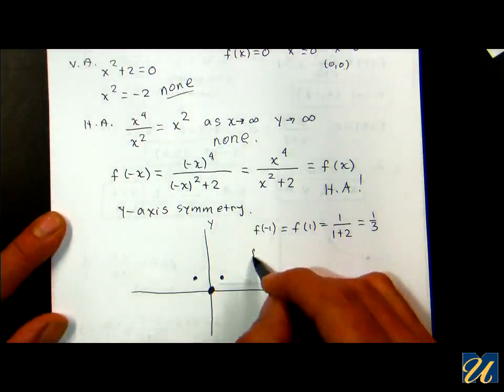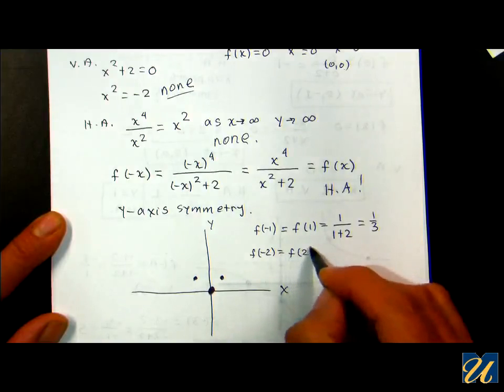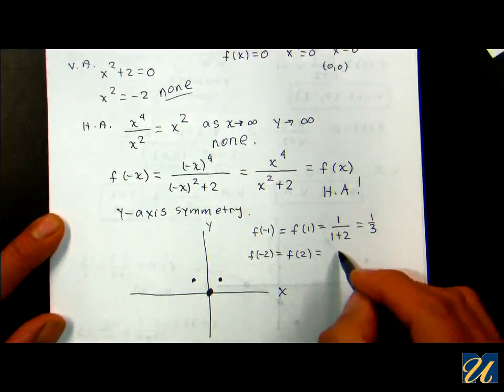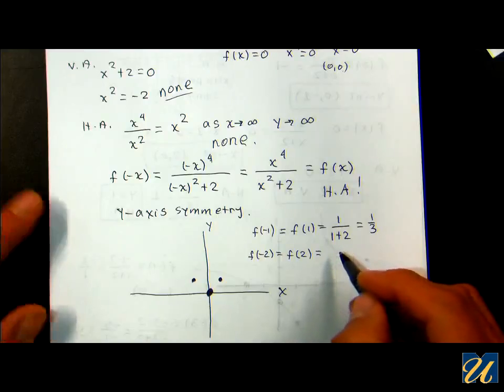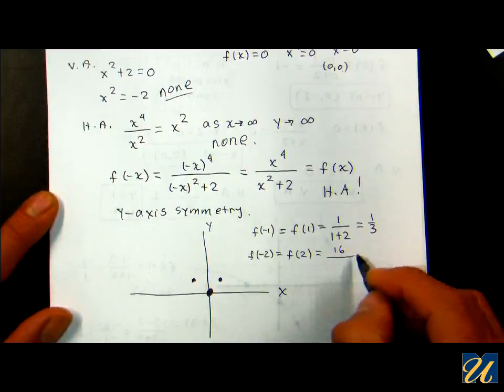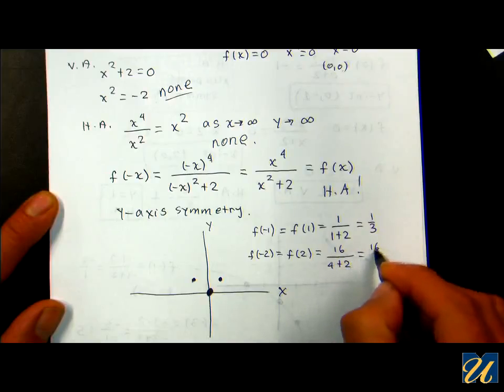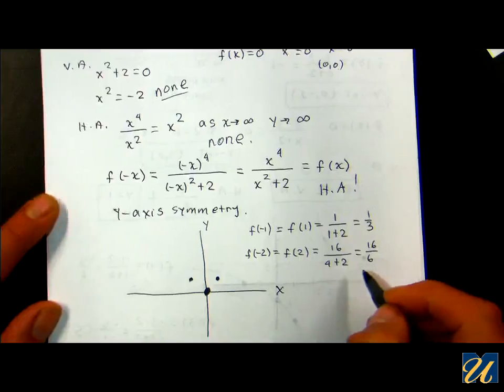In a similar way, f of negative 2 would be the same as f of positive 2. Let's find out what that is. 2 to the fourth power, 2 times 2 is 4, times 2 is 8, times 2 is 16, divided by 2 squared, plus 2. So that's 16 divided by 6.